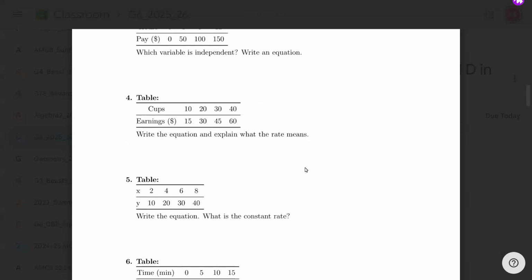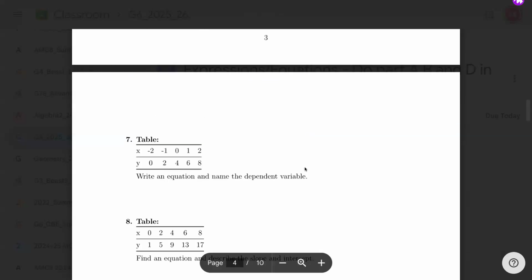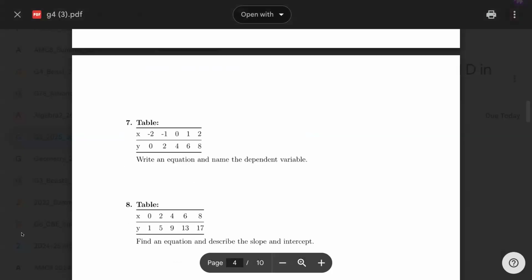Okay, please go slowly. Question 7: write an equation and name the dependent variable. What is the dependent variable here? You tell me. Y is the dependent variable. Good job. Were you not able to write the equation? Is that what you mean?